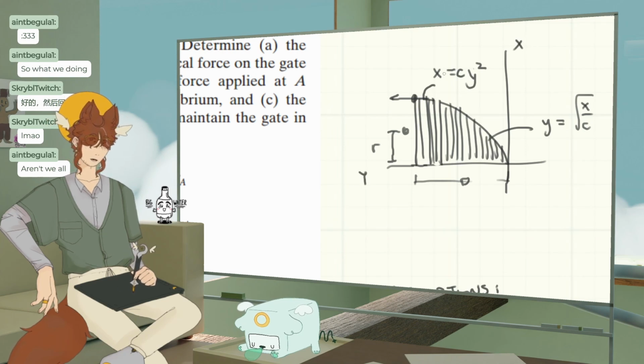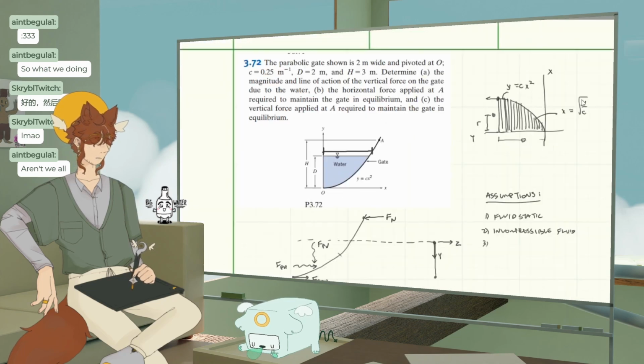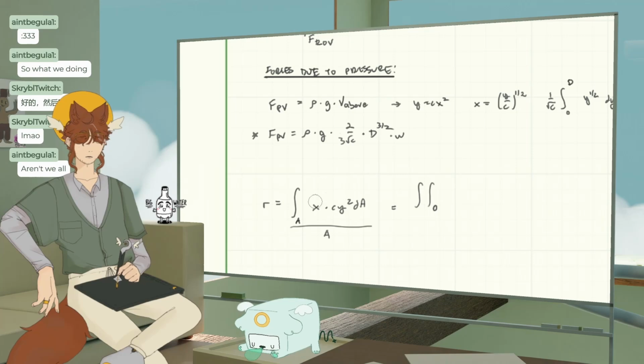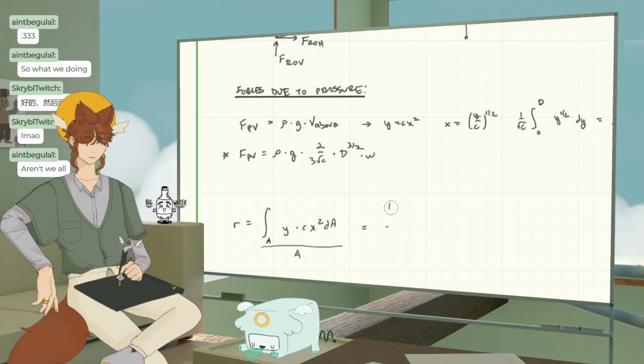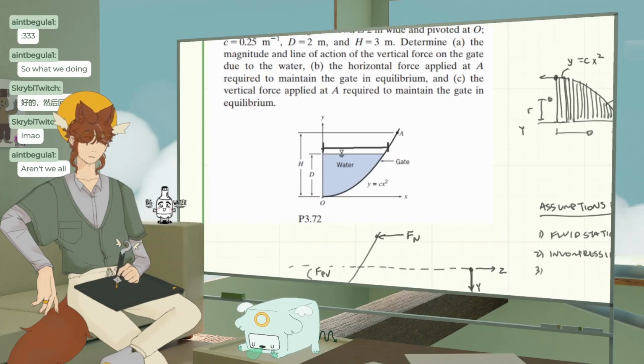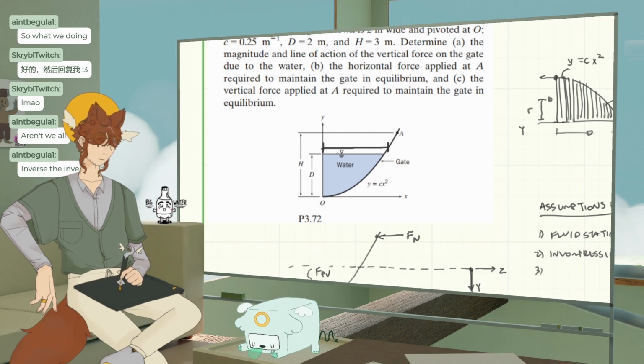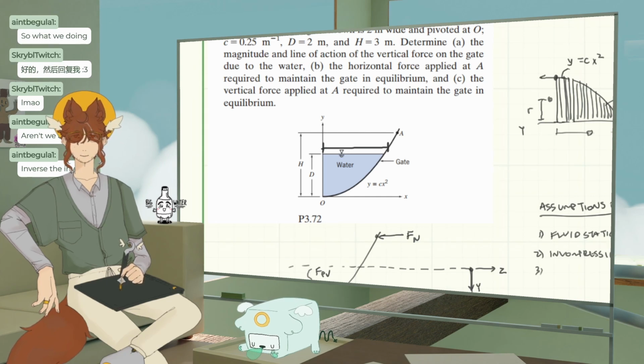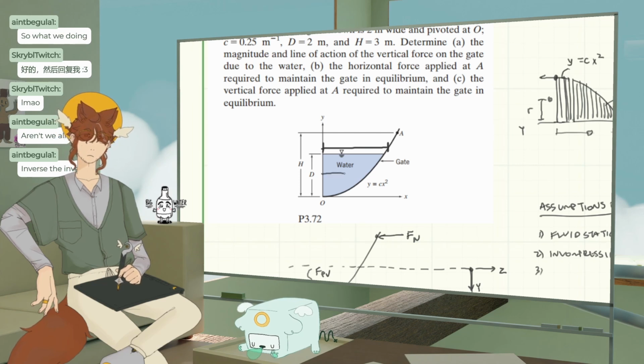Y, x, y, x, x, y. Okay. That means that this is y, and this is x. So if we do y first, what does y go to? Y goes from 0 to... I think we need to do x first, because our x can vary from 0 to something over something. So we'll have to do x first.